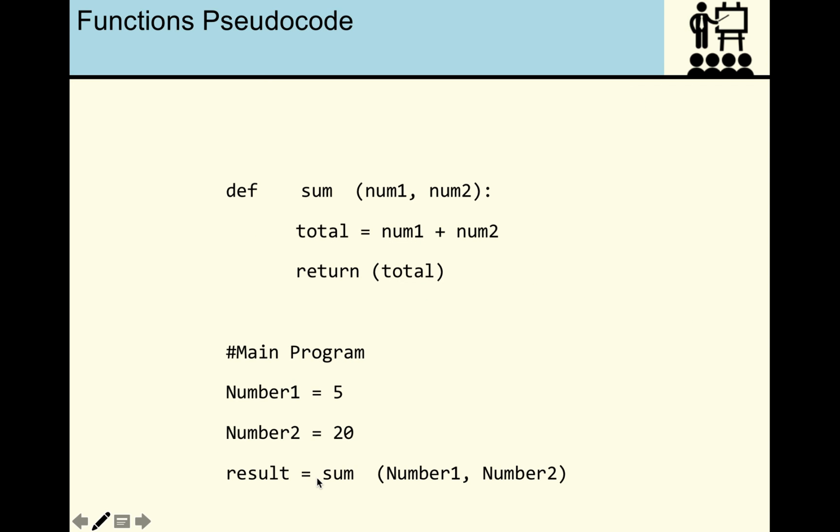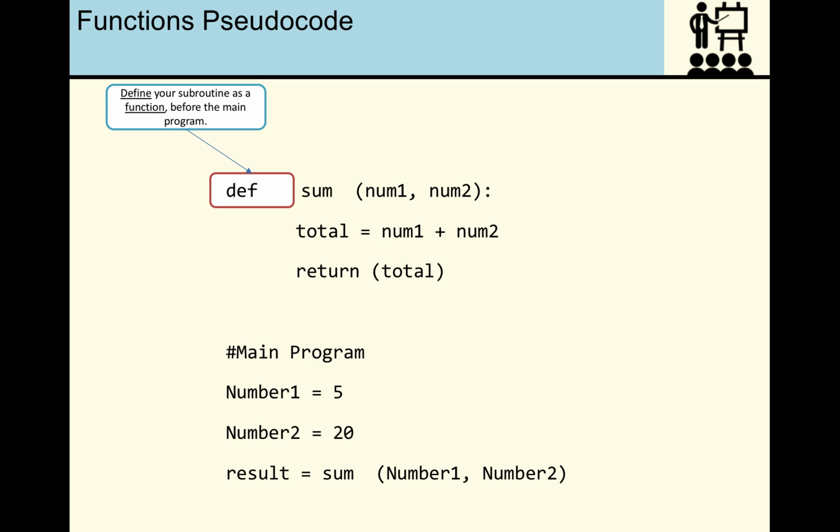So now I'm going to take a look at a real example, and you can try and code this up in Python, and the syntax should work correctly. In our first part, we are looking at def, and def defines your subroutine as a function before the main program. So def just defines, def is short for define.